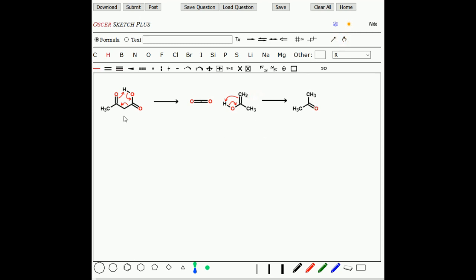So the beta keto ester, beta keto acid, has decomposed to give carbon dioxide and an enol, but that enol rapidly tautomerizes to get a ketone. So we get, net, the keto acid goes to the ketone and a mole of CO2. Neat reaction.